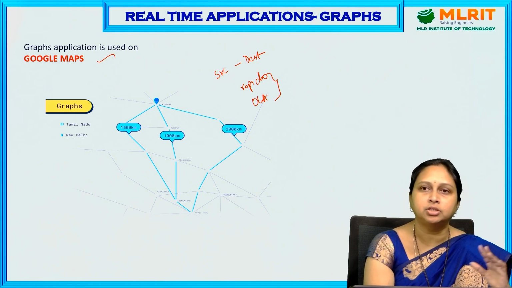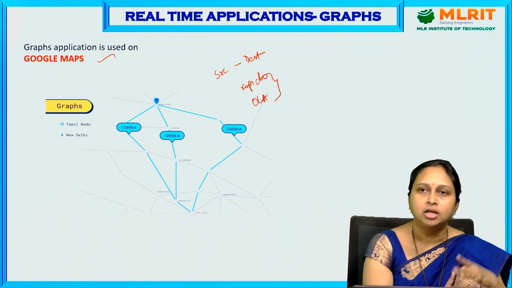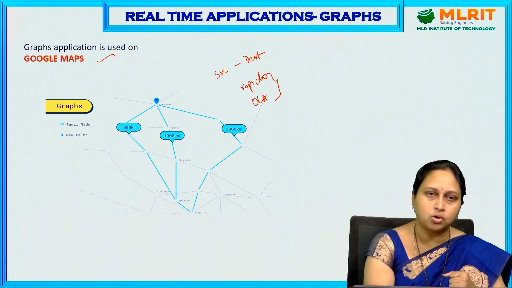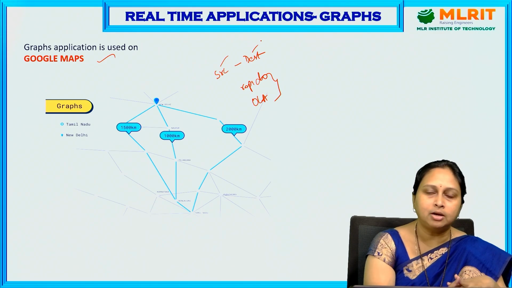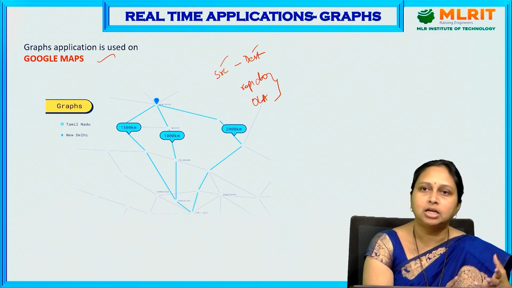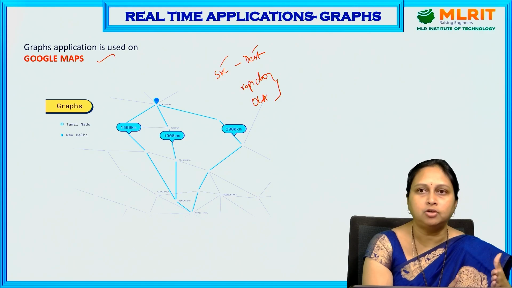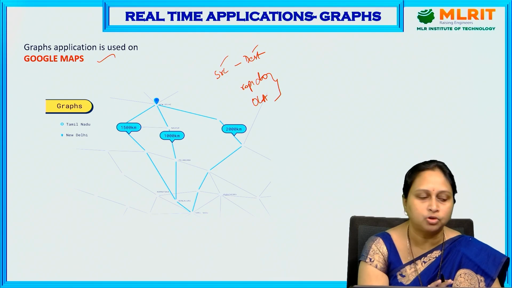If you want to move from one location to another, we are using the graphs concept only. That means the source and destination will be selected, and based on that, it will show you the shortest path. You will select the shortest path and move to that particular location. This is one more real-time example, and it also comes under the concept of data structures.